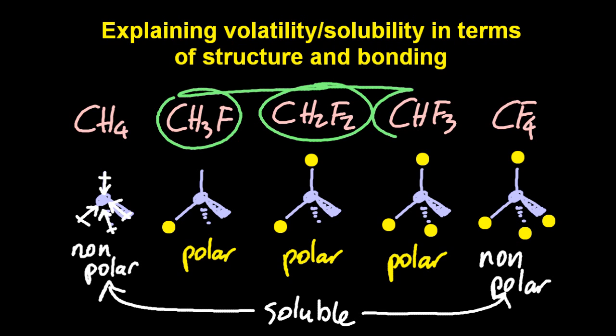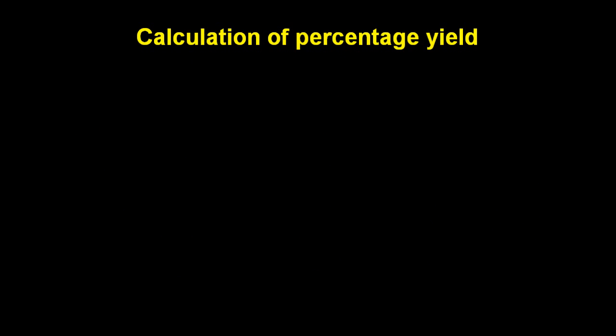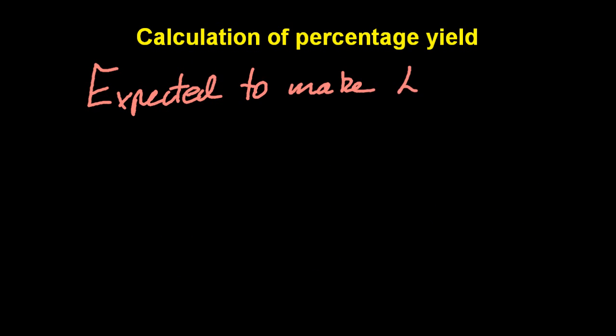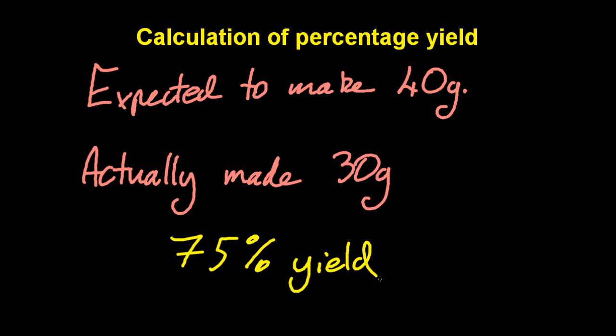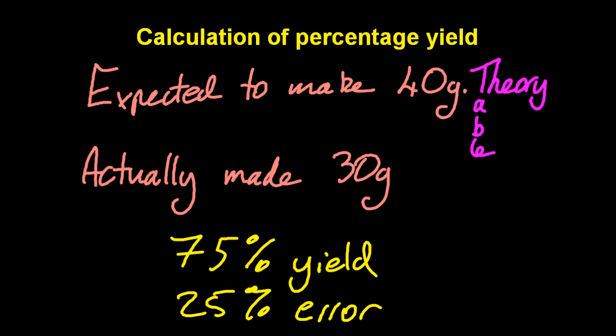I don't even bother to teach the equation for percentage yield. Just think about it. You expected to make 40 grams, but actually you only made 30 grams. Well, that's a 75% yield. Just keep that kind of idea in your head, and 25% error. Don't learn the equations. But the theoretical yield is the one you get from the kind of calculation table. And what you actually made, well, that's the experimental yield, if you like those calculations.